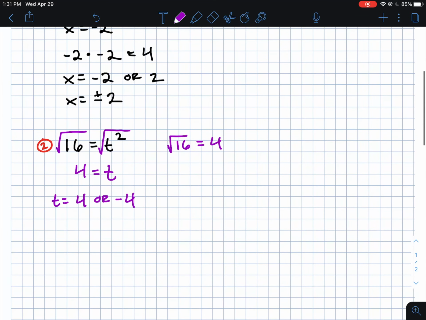All right, so take a look at that. You're going to have equations that look like this in the medium IXL topic for this week.